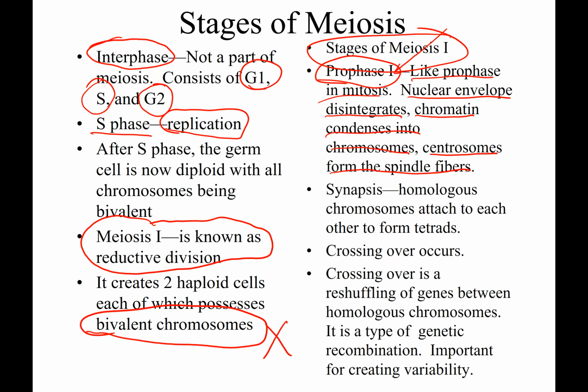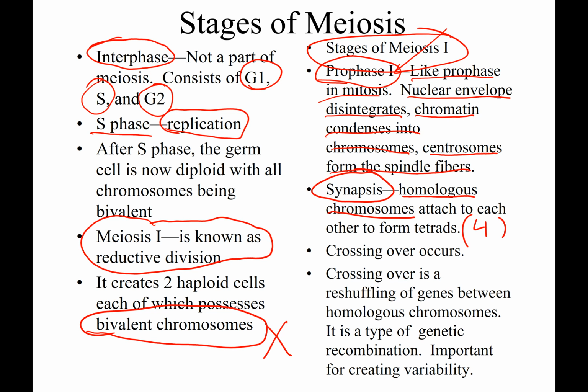But in addition to those normal prophase events, a couple of extra things happen in prophase I of meiosis I. First of all, you get synapsis. This is when homologous chromosomes of the same kind attach together, and they form this setup called a tetrad. It's called a tetrad because it consists of 4 chromatids.